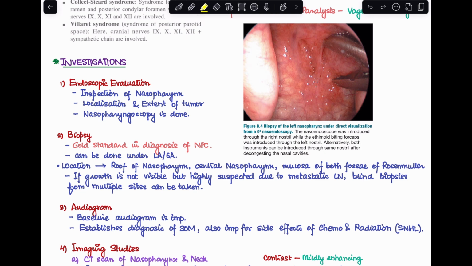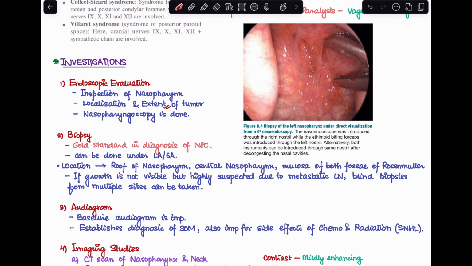Our first primary goal here would be to visualize the disease and find out its extent. To do that, we have to perform a nasal endoscopic evaluation. We'll introduce an endoscope into the nasal cavity and reach the nasopharynx, and inspect it to see the location of the tumor and how far it is extending on all sides, and if required, we can even perform a biopsy of the area.